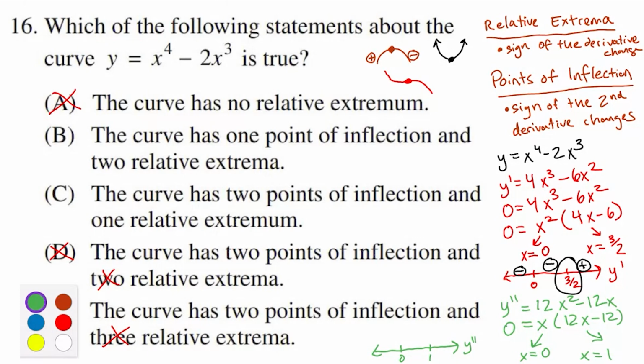So if I plug in a negative value in here, for example, if I plug in -2, I will end up with a positive value for y double prime. If I substitute in a number like 0.5, I get a positive times a negative, which is negative. If I substitute in a number like 5, I'll get a positive times a positive, which is positive. So notice here how we have two sign changes. We have a sign change at 0 and a sign change at 1. Therefore, there are 2 points of inflection, and our answer is C.